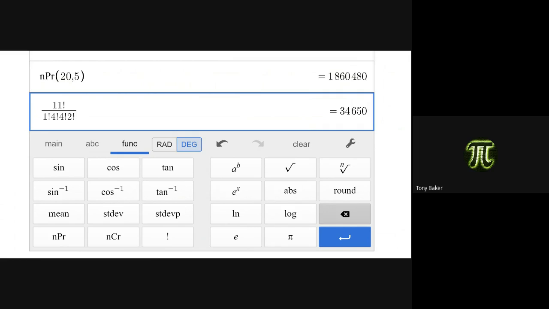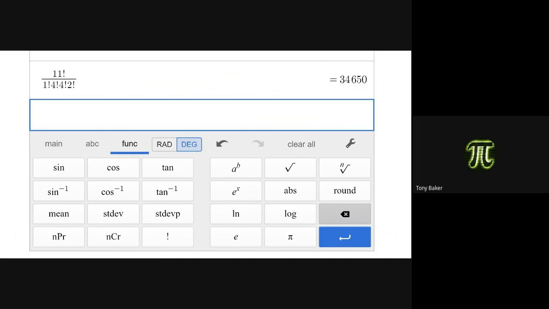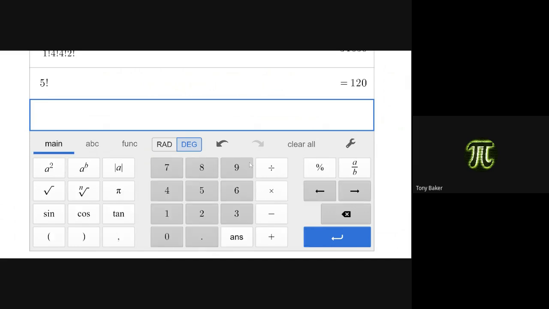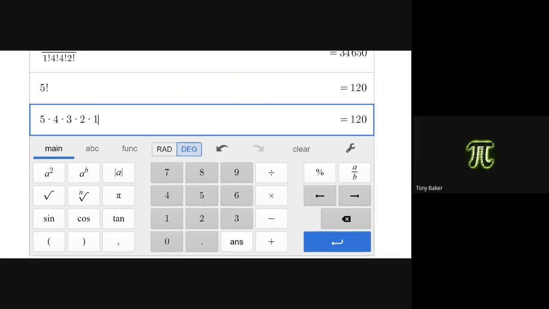Exactly what you said. That's how you get the 7 times 6 times 5. That's what a factorial is. So here's a factorial. So 5 factorial is 120. That's the same thing as saying 5 times 4 times 3 times 2 times 1. That's what a factorial is.